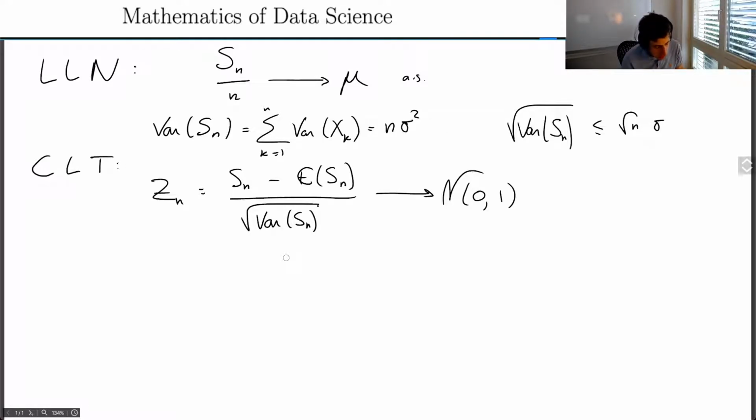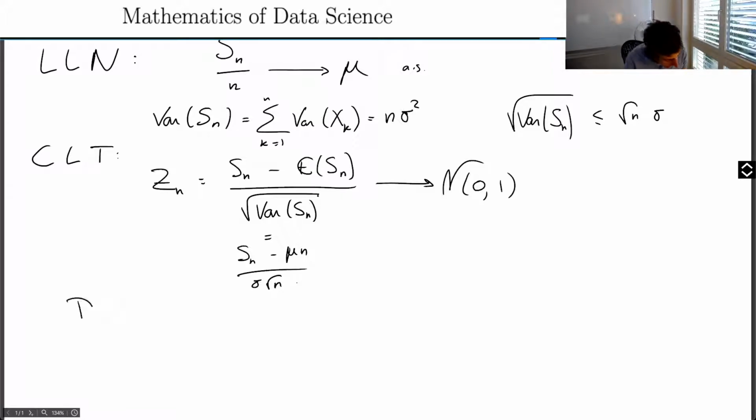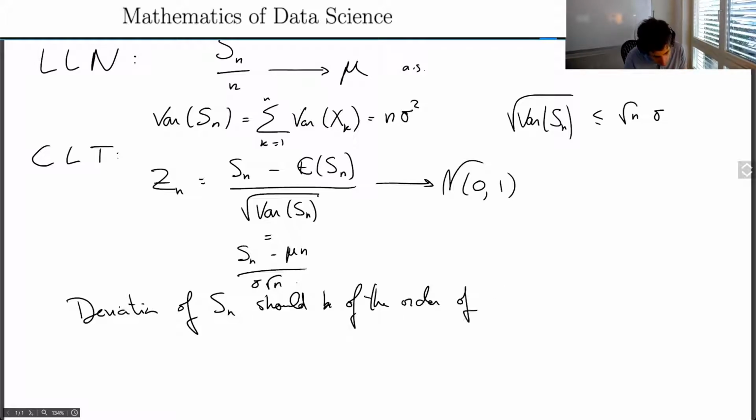Okay, but what this tells us in particular, in computing the variance, I mean, we can write this, maybe it's useful to write this as Sn minus mu n over sigma root n, right? This is what we have here. But this tells us that the deviations of Sn should be of the order O of root n, or should be of size O of root n.